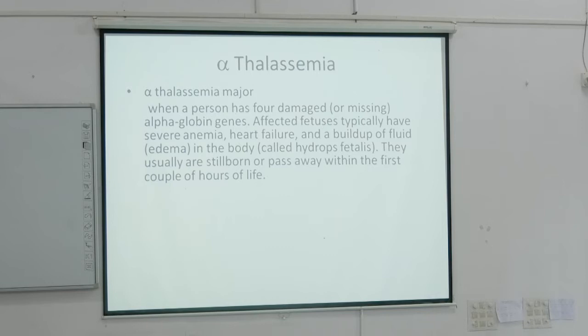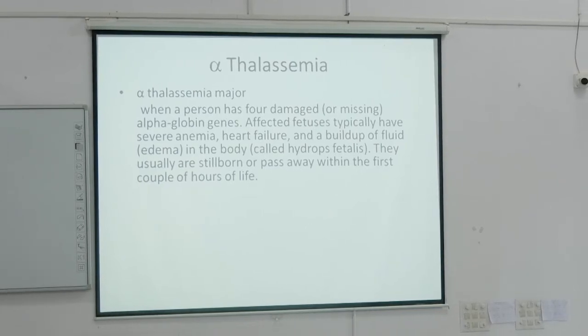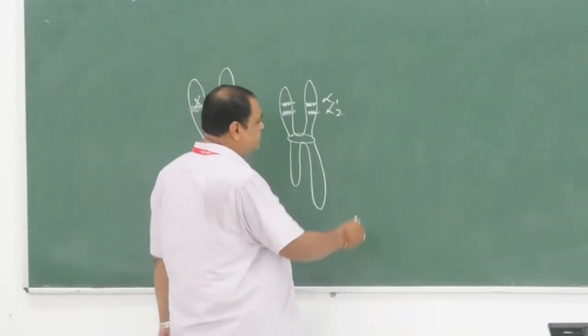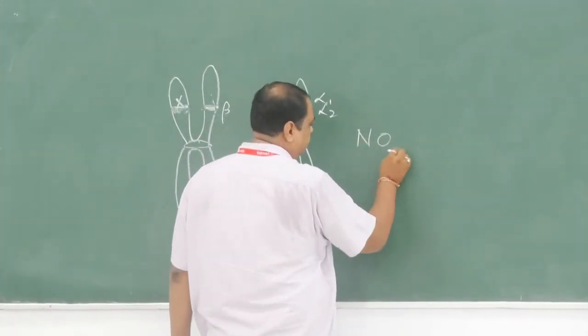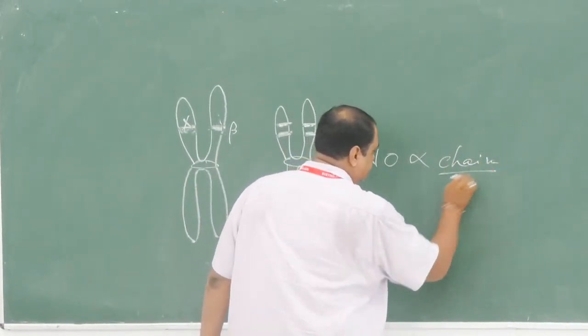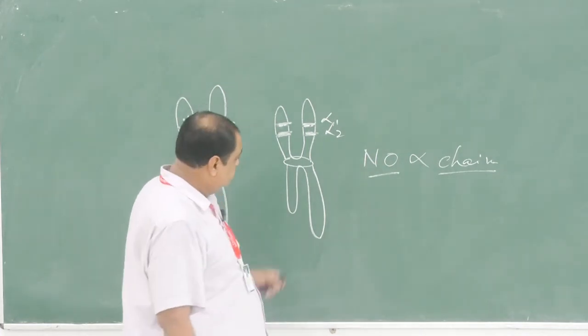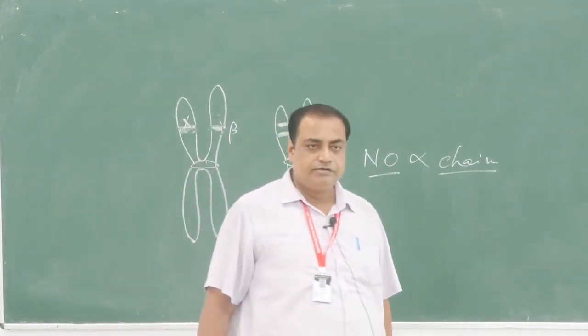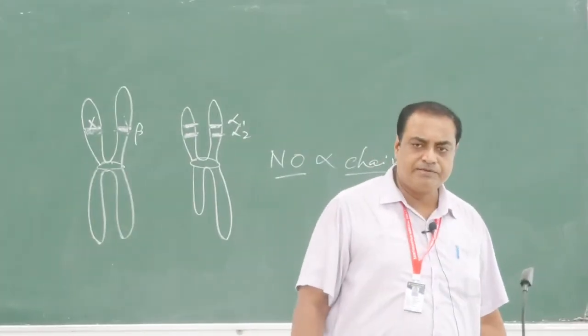Now, alpha thalassemia. Alpha thalassemia means no alpha gene or a problem with the alpha gene. Correct? So we have four copies. So how many types do we have?